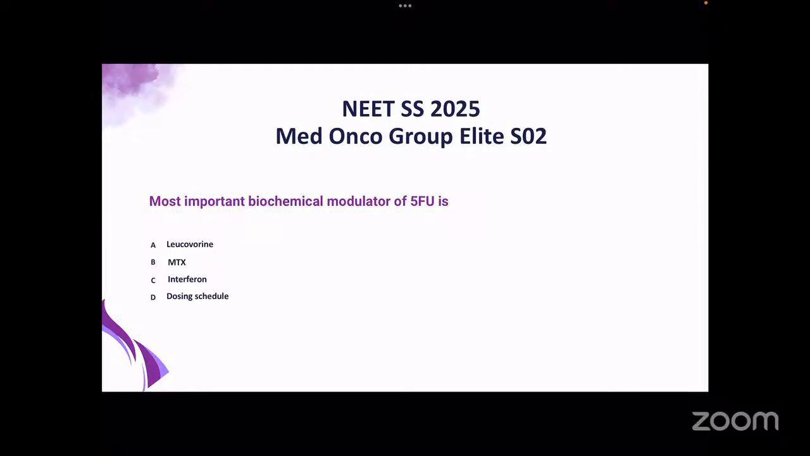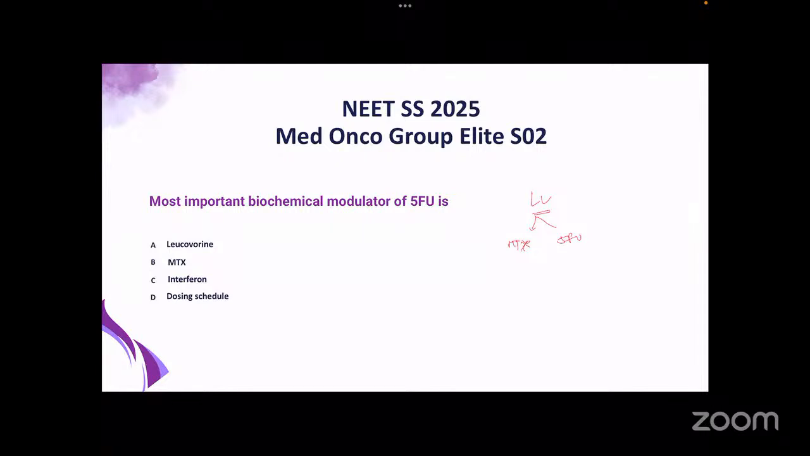So this is one very interesting thing about leucovorin. What is leucovorin? It is folinic acid. Leucovorin is used in combination with two drugs: one is methotrexate, another is 5FU. I've already told about high dose methotrexate in a previous class. When you use high dose methotrexate, we use leucovorin to rescue the normal cells.